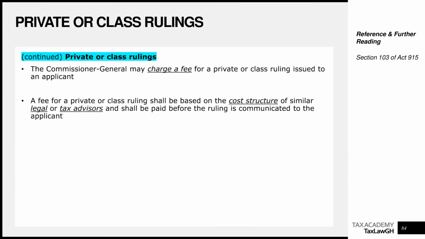Then Commissioner General may charge a fee for a private or class ruling. He's taking his time to look at your issues to give you his view. So he may charge a fee. The law says may. It's not mandatory, right? Then a fee, how will he compute it? It's based on the cost structure of a similar legal or tax advisor and will be paid before the ruling is communicated to you.